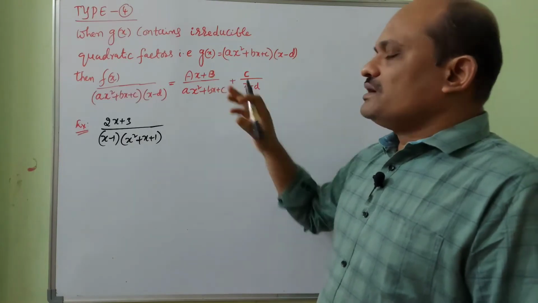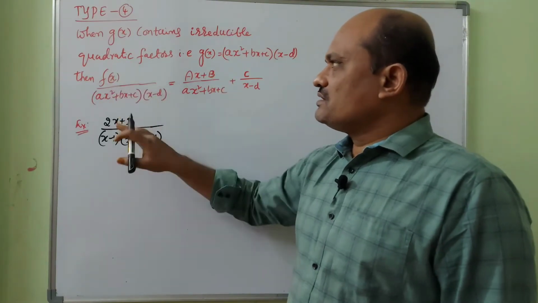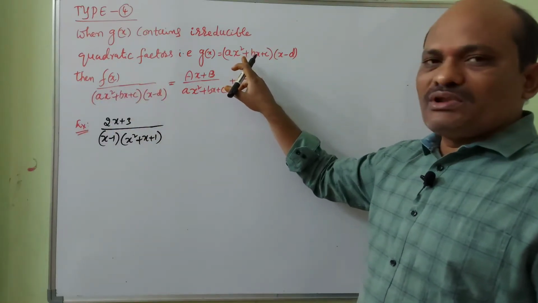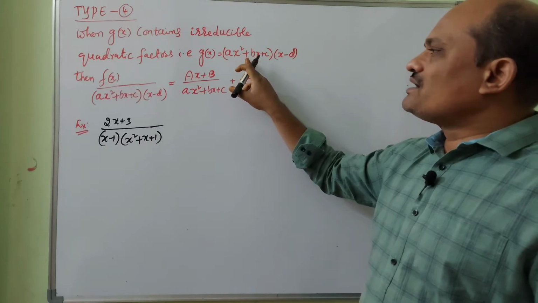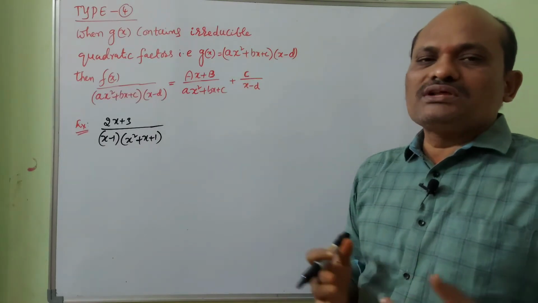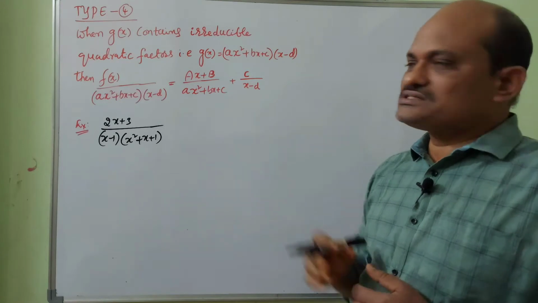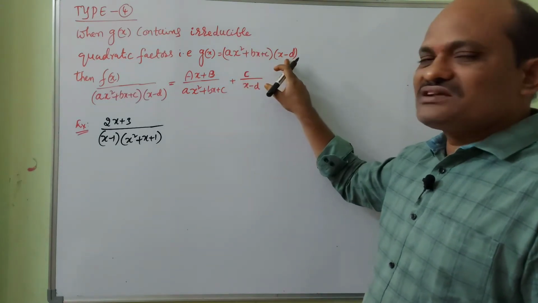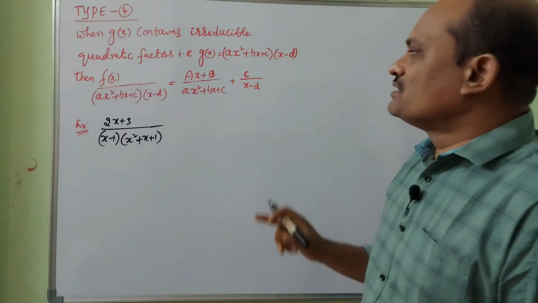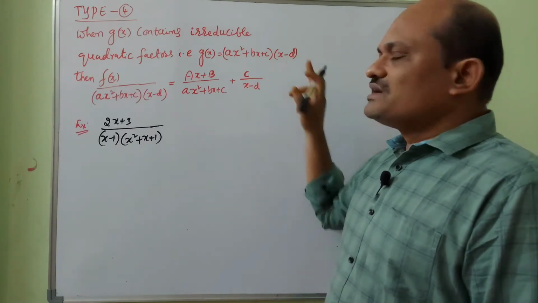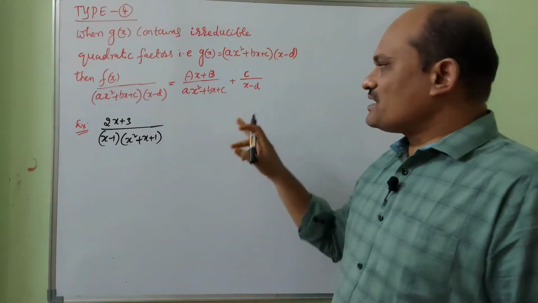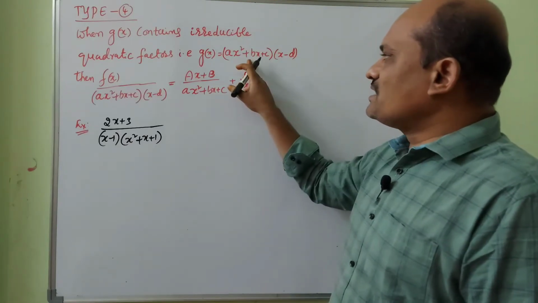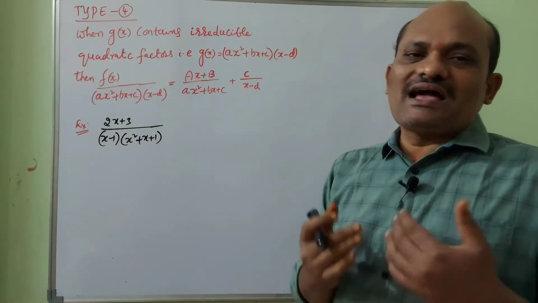Students, in the proper fraction g of x, the denominator contains irreducible quadratic factors. Then how to resolve the fraction into partial fractions? This is a second degree irreducible factor, this is a first degree factor. I already told you, for first degree factors you have to take a constant and write the partial fraction c by x minus d. But for second degree you have to take a first degree numerator.